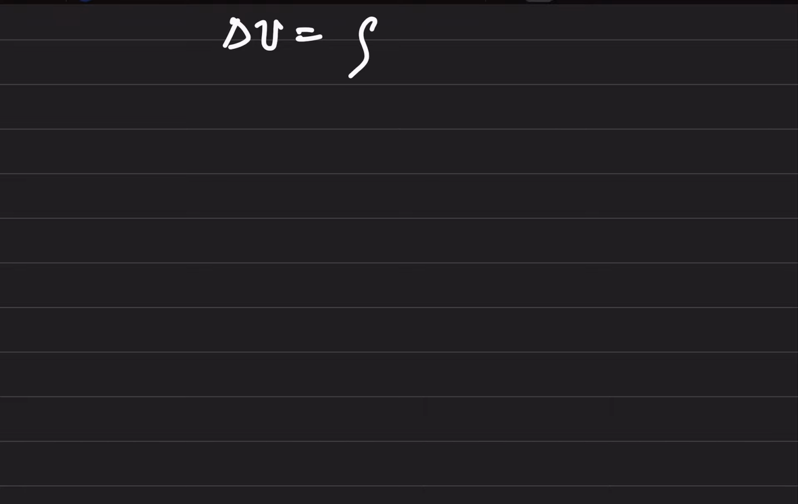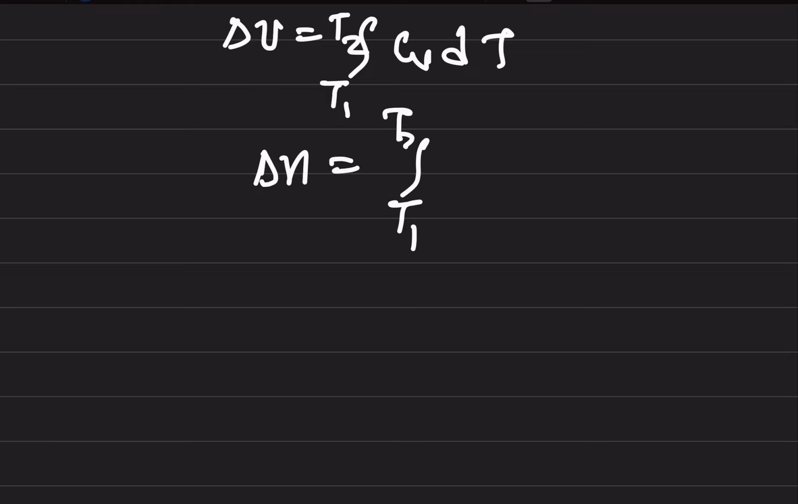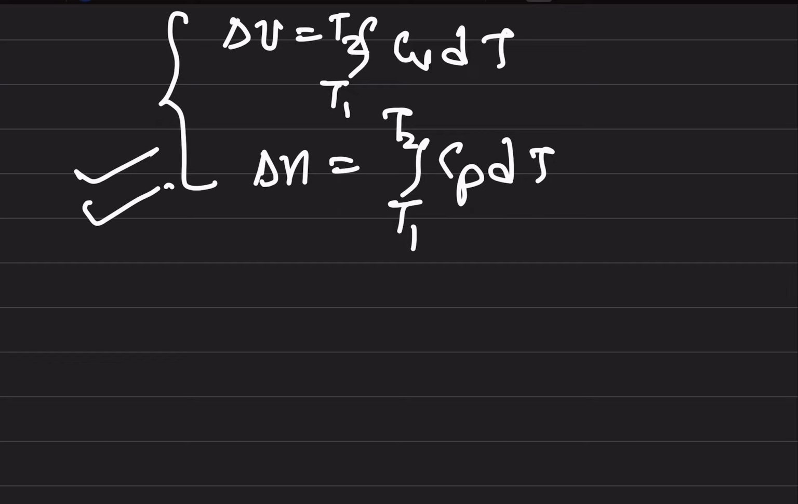So we remember that delta U is the integral from T1 to T2 of Cv dT, and delta H is the integral from T1 to T2 of Cp dT. These are the two things which we have to remember: delta U equals Cv dT and delta H equals Cp dT.